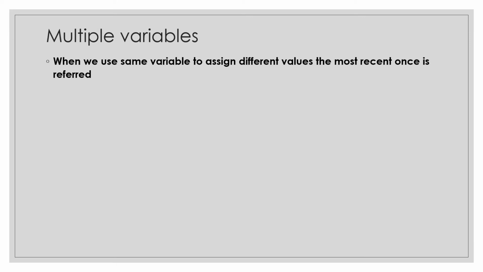Suppose we use the same variable and give different values to the same variable. The most recent value will be referred. Let's understand with an example. Here I have a variable a and I am giving the variable a string value called quick aid. A is also assigned 5. Now when you print this, the answer will be 5, which is the recent most value of the variable a.